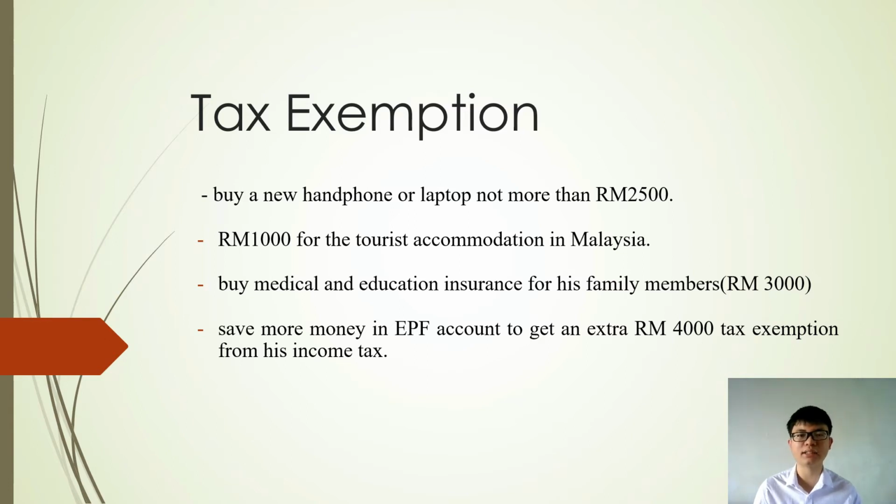Besides that, I would like to suggest Mr. Chow bring his family members to travel in Malaysia. He can receive a total amount of 1,000 ringgit for the tourist accommodation in Malaysia. Furthermore, I would like to propose Mr. Chow buy medical and education insurance for his family members. Buying this insurance not only can protect his family members, but he also can get an extra 3,000 ringgit of tax exemption. Lastly, I would like to suggest Mr. Chow save his money in an EPF account because it can get an extra 4,000 ringgit of tax exemption.